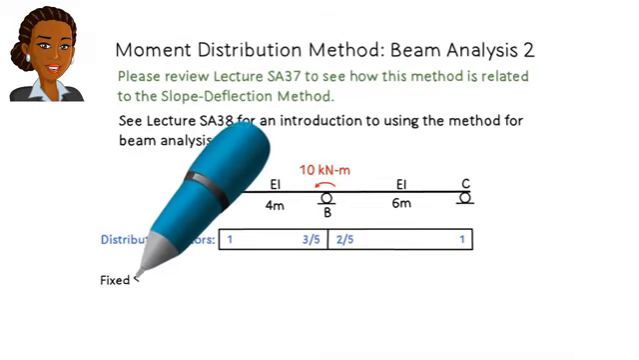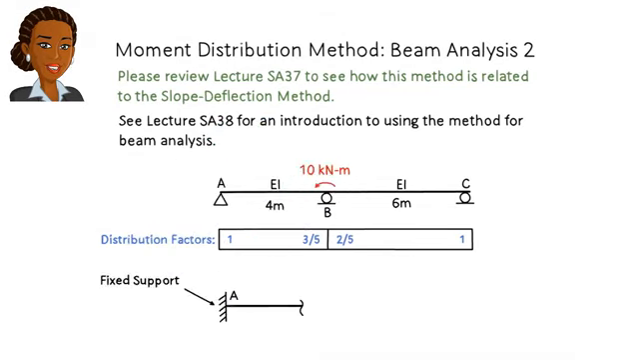But what if there is a fixed support at A? Would the distribution factor still be 1, since there is only one member connected to the joint? Common sense suggests that different support types should lead to different distribution factors. To investigate this and to better understand how the two factors differ, let's adopt the approach we used for determining the distribution factors for joint B.